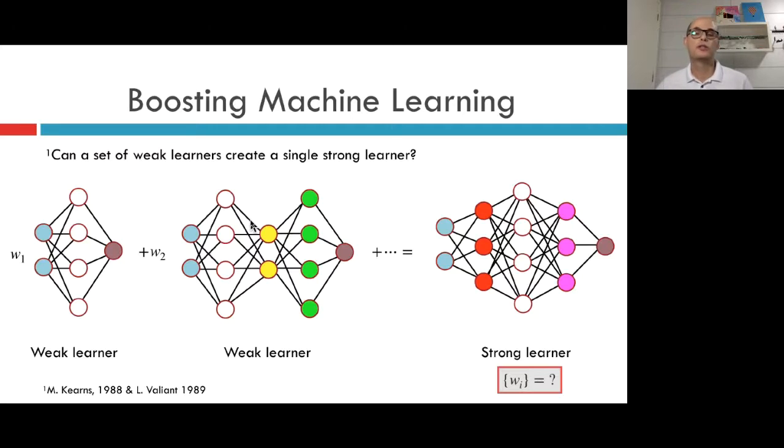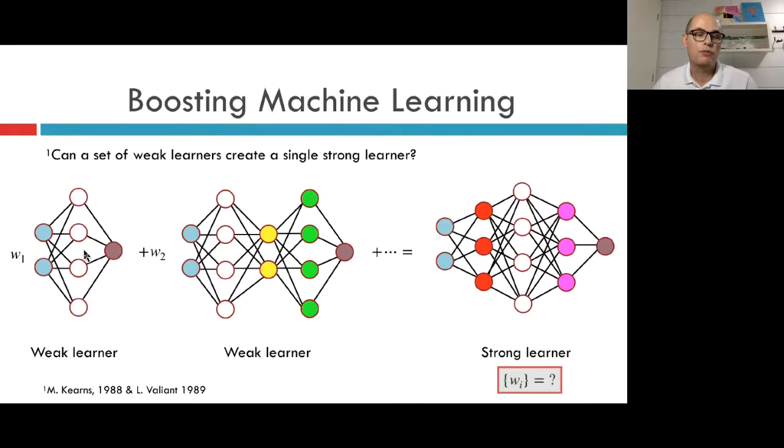And our strategy here, we use the boosting machine learning technique. This technique is based on the following question. Can a set of weak learners create a single strong learner?